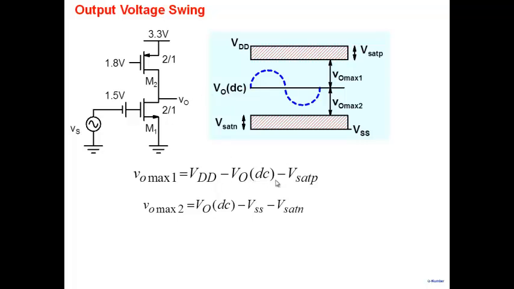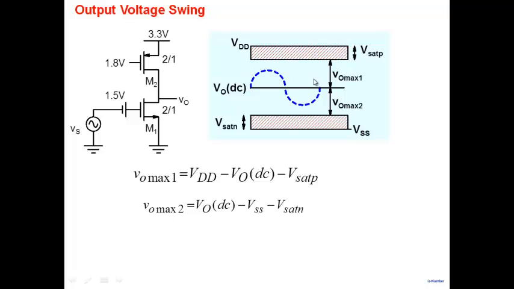So VDD minus V0 DC minus VSAT P. So this is coming from here. And the other one is coming from here: V0 DC, whatever is the DC value here, minus VSS minus VSAT N. So you're getting two limits, one from this side and one from this side. And these two limits ensure that the transistor does not enter into triode region.